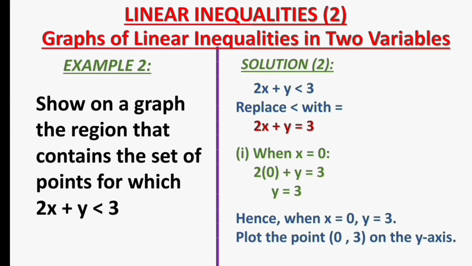In doing that, let's know where the line will cross the y-axis. To get this point, we are going to substitute x is equal to 0 into the equation 2x plus y is equal to 3. That will give us 2 times 0 plus y is equal to 3. That gives y equal to 3. In other words, when x is equal to 0, y is equal to 3. So we are going to plot the point x is 0, y is 3 on the y-axis.